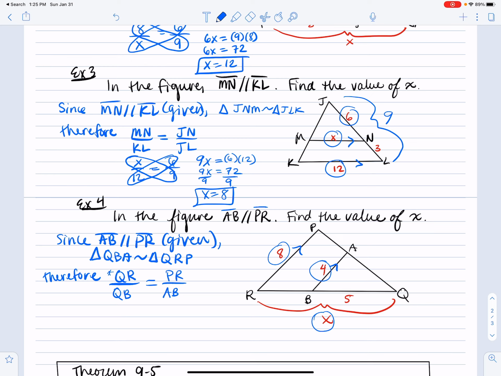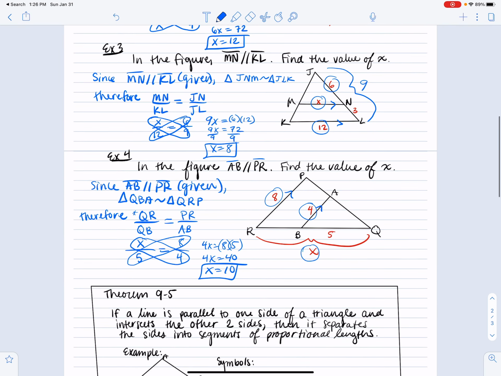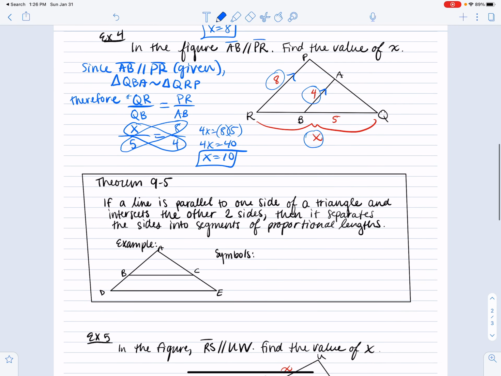Okay, so QR is x, QB is 5, PR is 8, and AB is 4. We can cross multiply. We get 4x equals 8 times 5. 4x equals 40. X equals 10. And we're done there. You can show your work exactly the same way when you have to do this on your own, okay?